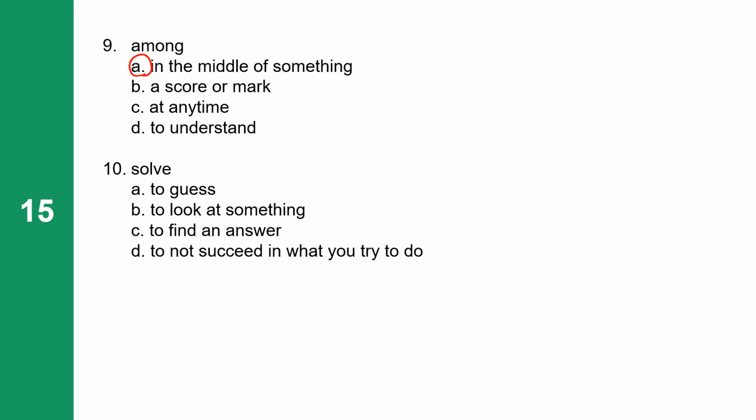Number 10, solve. A, to guess. B, to look at something. C, to find an answer. D, to not succeed in what you try to do. Okay, the only answer is C, to find an answer.